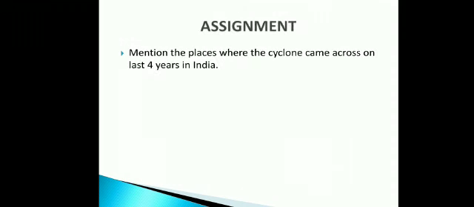Assignment. See, what you have to do is mention the places where cyclones came across in the last 4 years in India. You have to write the cyclone name and the places which were hit and damaged by the cyclone. Okay. And the speed of the wind.